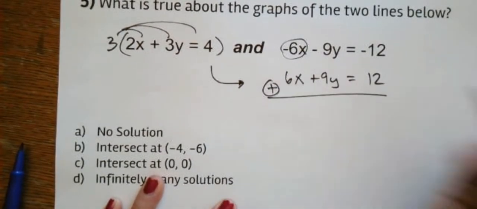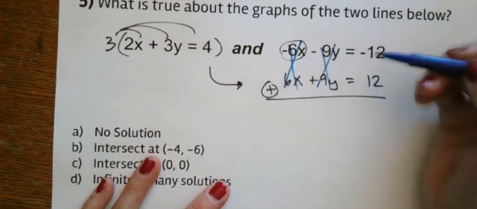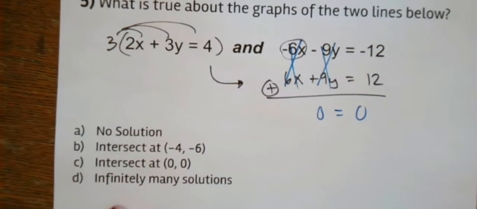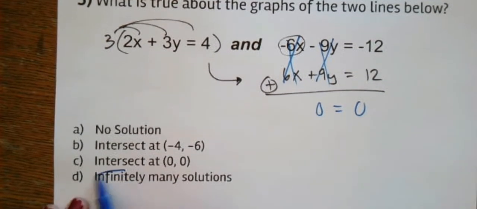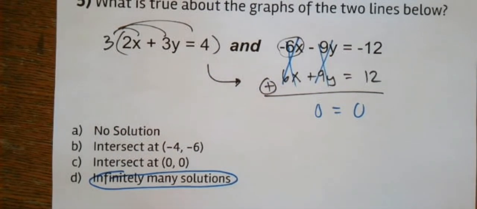And then if I go ahead and add them together, the x terms are opposite, the y terms are opposite, giving me 0, and -12 plus 12 would give me 0. And so therefore, I would end up with a true statement, an identity, infinitely many solutions. These two equations are exactly the same.